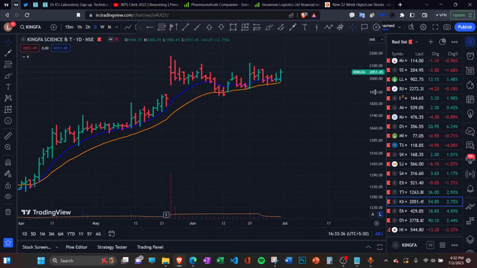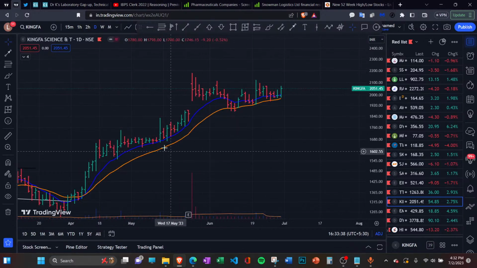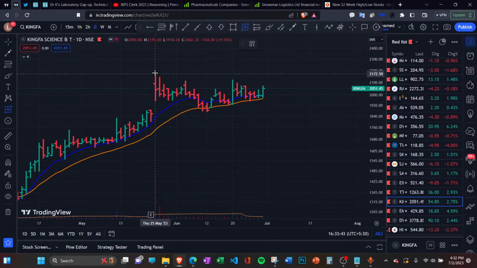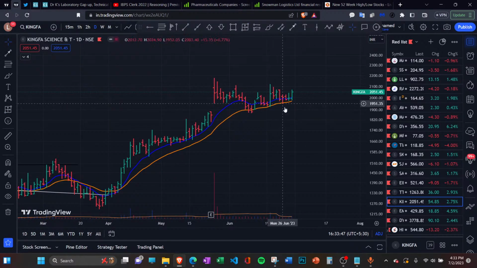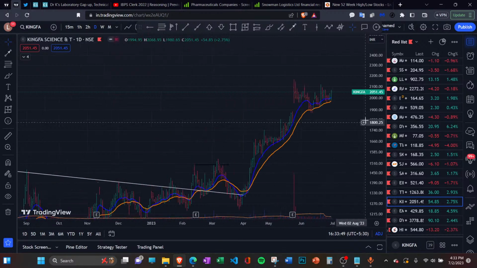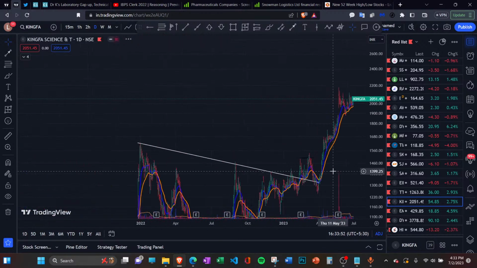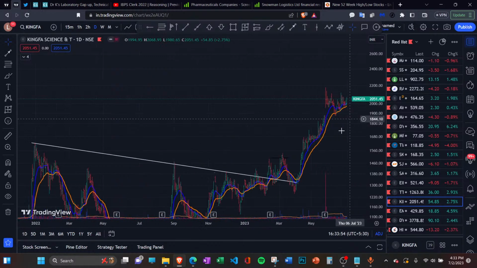Again, this is a perfect example of how beautifully the stock is taking support at the 21 and 10, and it has been contracting in a range. So again, this is a very bullish setup in my opinion, the one I like to trade. So I'll give the link of my watch list in the description.